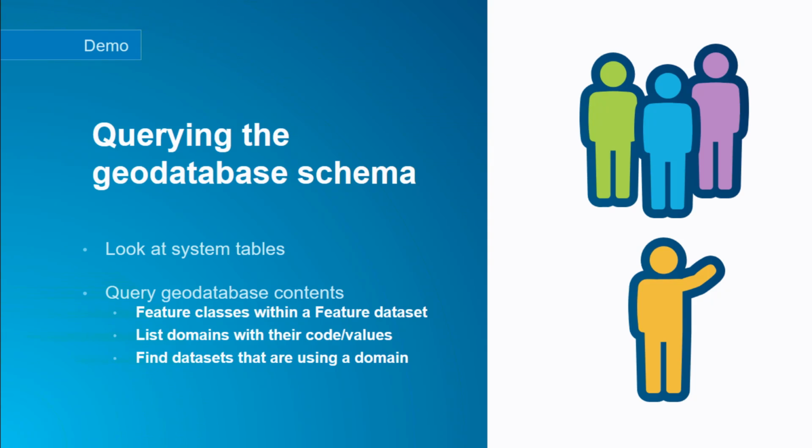So the first thing we're going to do is go through a demo on querying the geodatabase schema. So we're going to look at the system tables. Querying these is completely okay to do. So we're going to pull information about our geodatabase objects out and gather some information about the relationships they have. So we're going to look at feature classes that are contained within a feature data set. We're going to list the domains and their coded value code and value or description pairs. And then we're also going to find the data sets in our geodatabase that are using a domain.